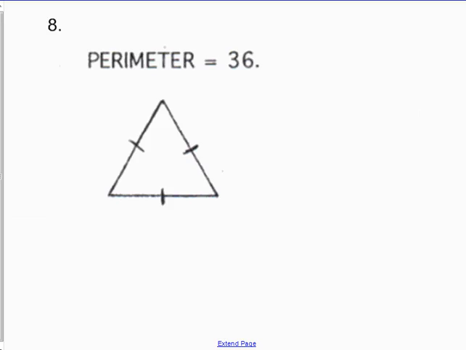Okay, so here's another one. We've got a perimeter of 36. So how am I going to figure out the area of this thing? Well, if the perimeter is 36, I know that the perimeter divided by 3 is going to equal the sides. So the sides are each 12.